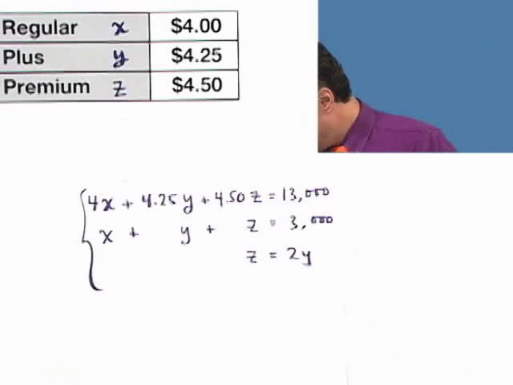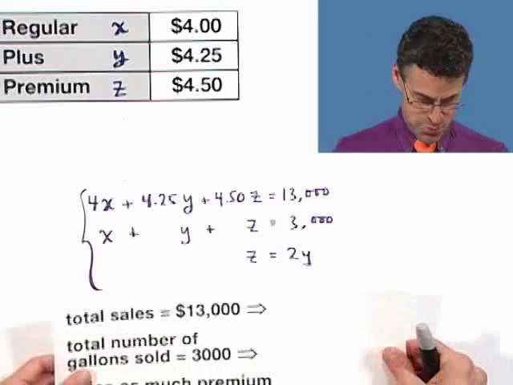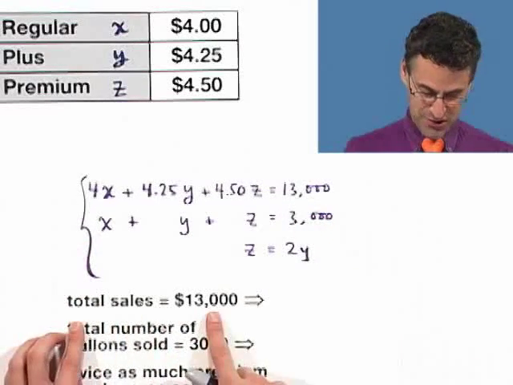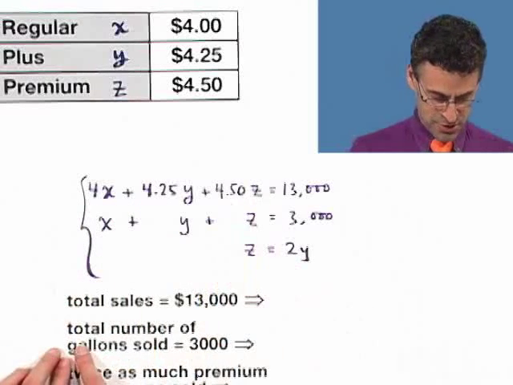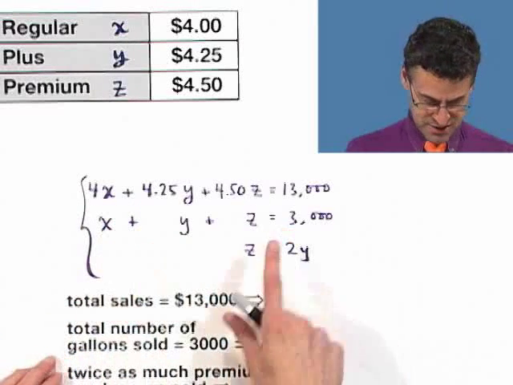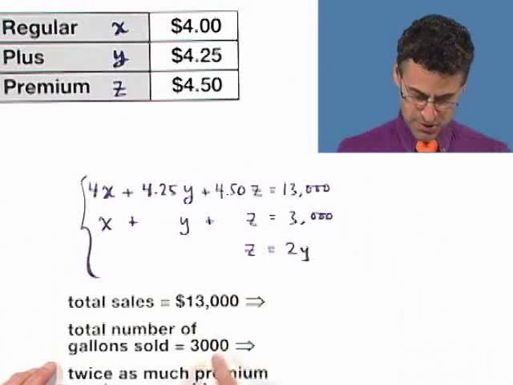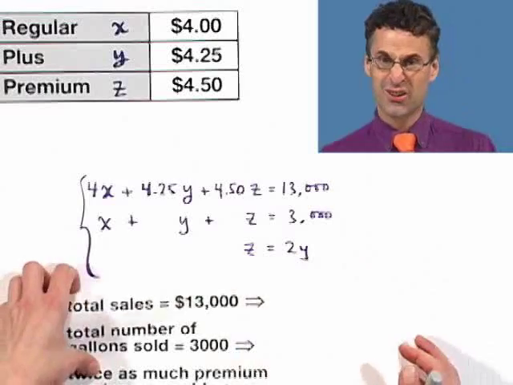And here it is, written very nicely. Oh, in fact, maybe actually I should do this. Oh, well. Total sales, that equals exactly this. Total number of gallons equals the sum of this. And twice as much premium as plus was sold, and that's this. Maybe I should have showed you that earlier.